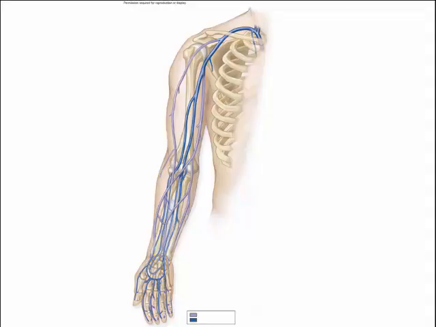Here's the venous drainage of the right upper limb. Digital veins drain into superficial and deep palmar venous arches. These are anastomoses, which can drain into either deep or superficial veins. Our deep veins run close to the bone and are named for the bones. There is a radial vein and an ulnar vein.